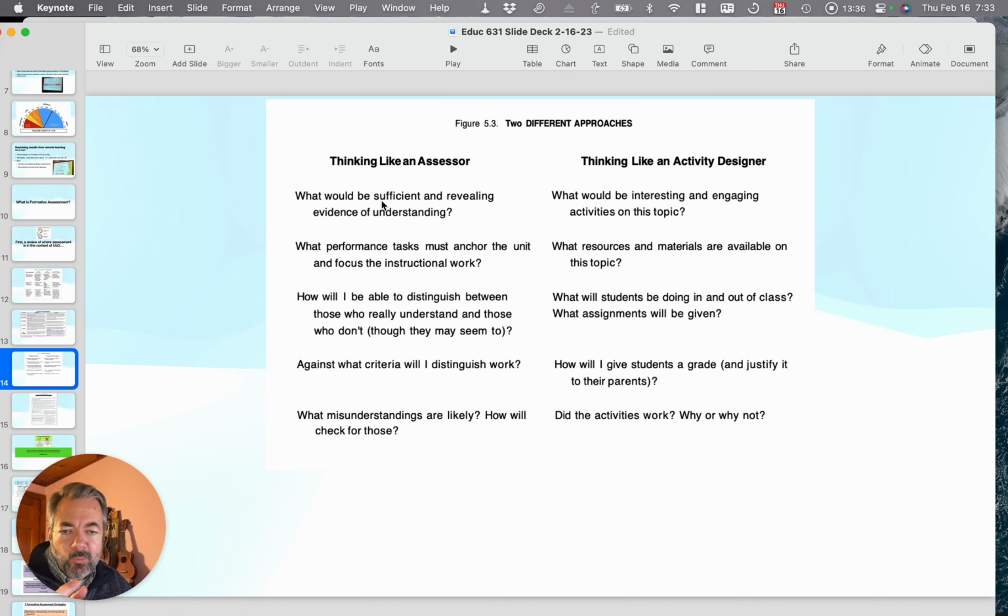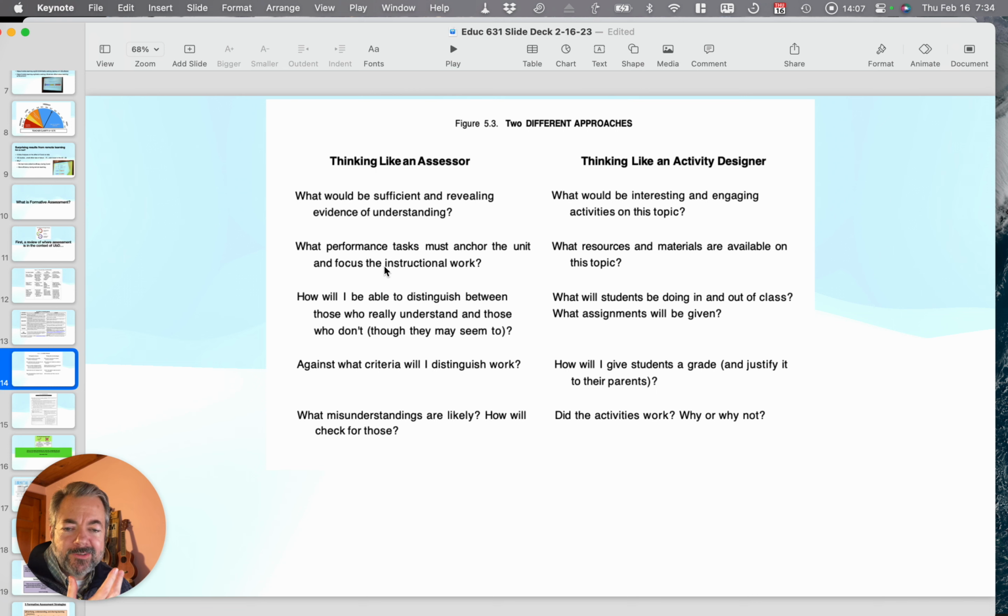So real quick, what would be sufficient and revealing evidence of understanding? That's how an assessor thinks. If you're an activity designer, meaning you're in the business to make learning fun, to make it engaging, all good things, it's not totally thinking like an assessor. So what you're thinking about is, how can I get great activities? This right-hand side doesn't mean you don't do these things, but it's not enough to be a good assessor, to do formative assessment in the right way.